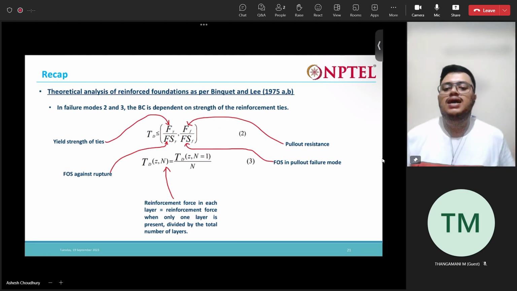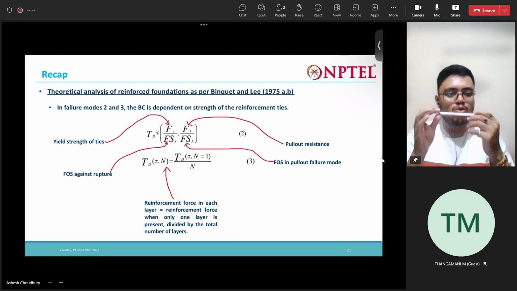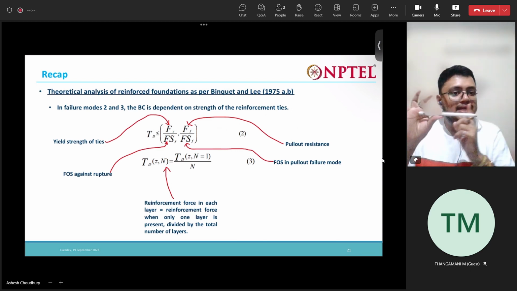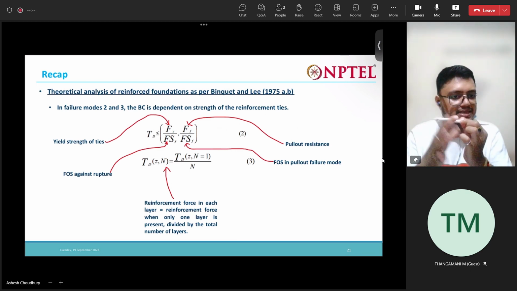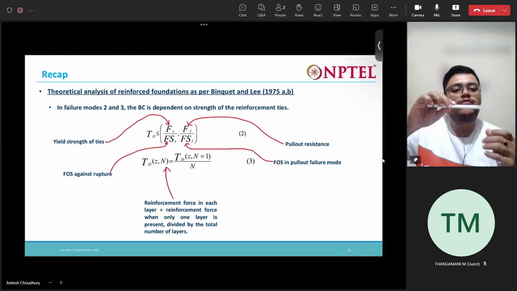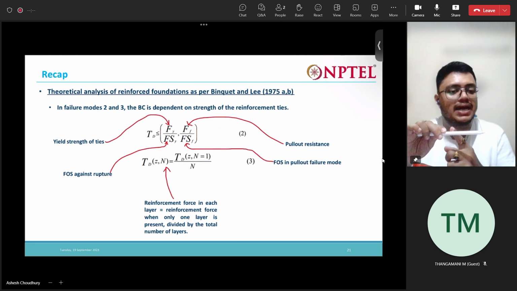So obviously the load that is coming into each reinforcement should be lesser than the yield strength, that is, the strength of the ties. The tie should not break. It should be lesser than the strength of the ties. If the load coming on this reinforcement is greater than the strength of the tie, what will happen?